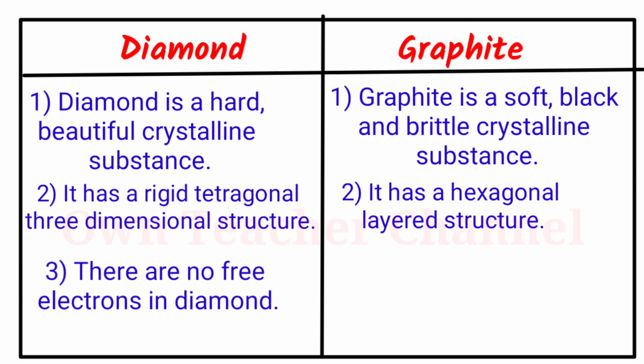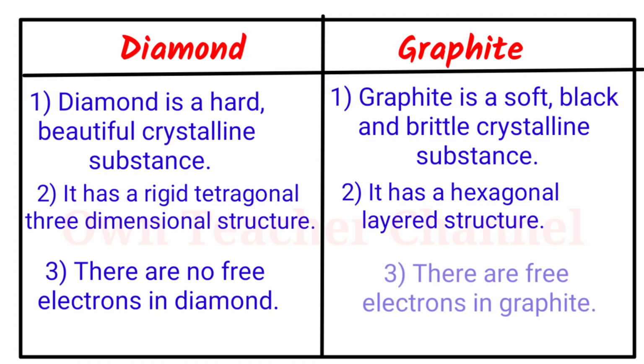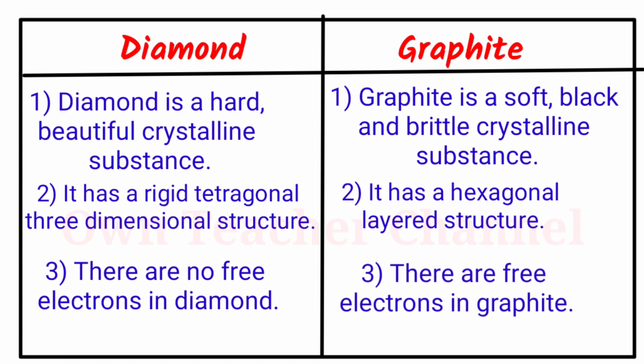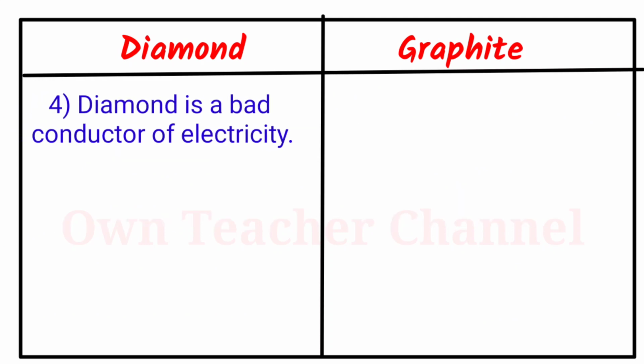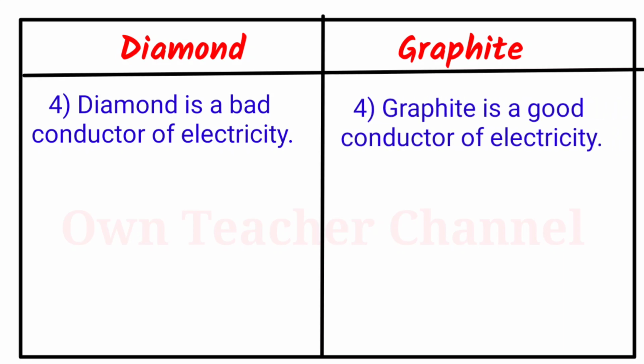There are no free electrons in diamond. There are free electrons in graphite. Diamond is a bad conductor of electricity. Graphite is a good conductor of electricity.